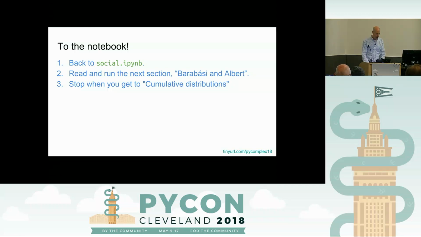So if you take a look at the last section in social.ipynb, it'll show you a simulation of the BA model, the Barabasi and Albert model, which has these 2 properties, growth and preferential attachment. Stop when you get to the section that's called cumulative distributions, and we will come back and regroup.